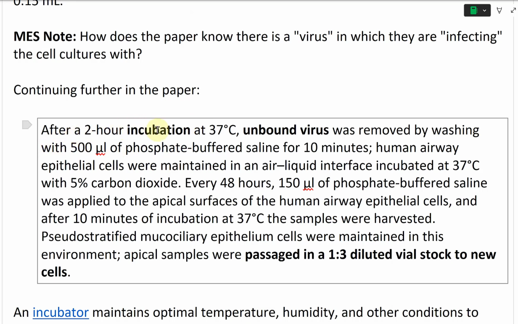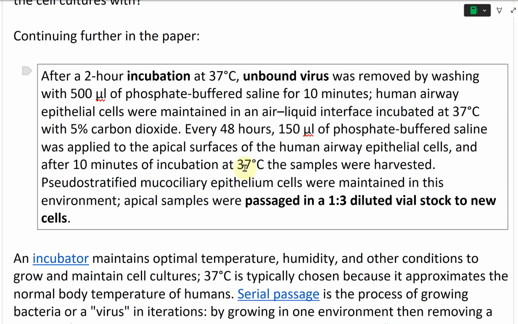So after a 2-hour incubation at 37 degrees, unbound virus was removed by washing with 500 microliters of phosphate buffered saline for 10 minutes. So you're washing it for 10 minutes after you grow this for 2 hours. And then human airway epithelial cells were maintained in an air-liquid interface incubated at 37 degrees with 5% carbon dioxide. Then every 48 hours, 150 microliters of phosphate buffered saline was applied to the apical surfaces of the human airway epithelial cells. And after 10 minutes of incubation at 37 degrees Celsius, the samples were harvested.